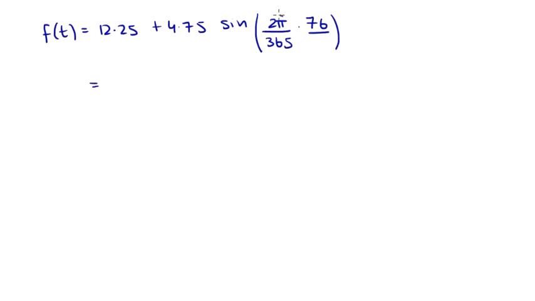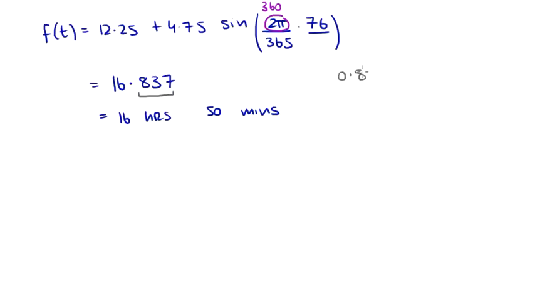Again, just to note, in the calculator we need to put it into radian form and use 2 pi over 365, or in degree form and just put 2 pi in as 360. When we simplify, we're going to get 16.837. So this is 16 hours and 50 minutes. We should be very comfortable with changing the 0.837 from hours. So 16.837 is just in hours. Changing that into minutes, we would just multiply 0.837 by 60 to get 50 minutes.